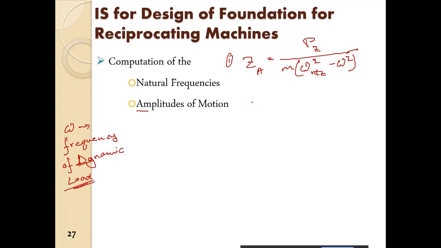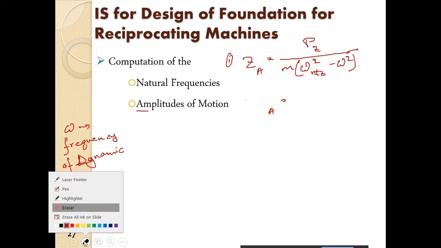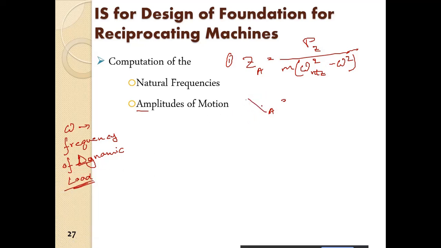Similarly we will have x amplitude, and that will be P_x by m into omega n x squared minus omega squared.